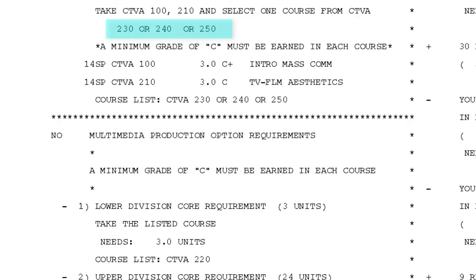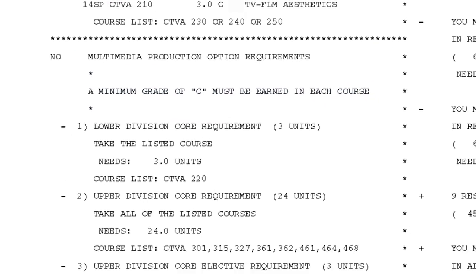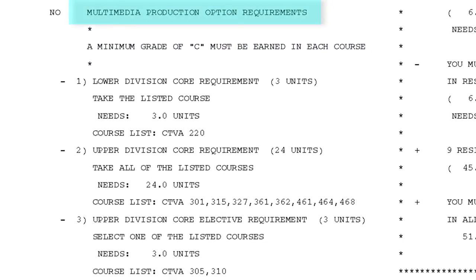film option. Multimedia production students are now expected to take CTVA 230, Fundamentals of Audio Production, or CTVA 196DF, Introduction to Digital Filmmaking. Completing these courses is important because they are required before taking the upper division courses for the program. Note that for all CTVA courses, a grade of C or better is required. The multimedia production option requirements is the heart of the program. You can read about these courses in the forums on the Moodle page.